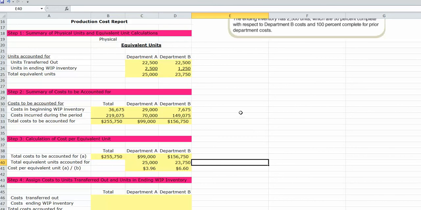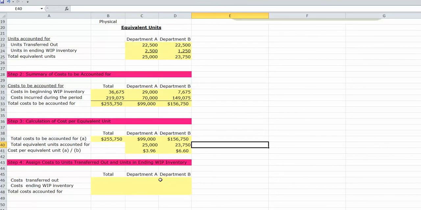Next step, we've got to assign our costs or account for our costs. Cost transferred out. How many units, equivalent units were transferred out? 22,500 at a cost of 3.96 per unit. For Department B costs, we've got the same 22,500 units times 6.60 per unit.